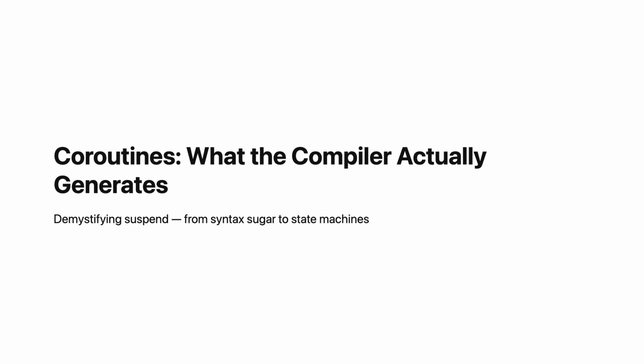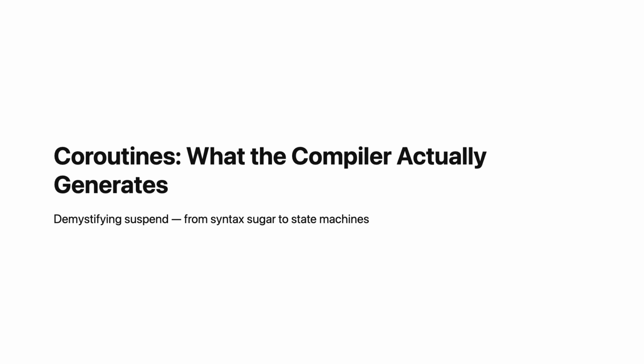You have probably heard it said that coroutines are lightweight threads, and while that gives you a useful mental model, it tells you absolutely nothing about how they actually work. So let us fix that. Today we are going to look at what the Kotlin compiler really does when you write a suspend function. We are going to see the generated code, understand the state machine, and demystify the magic behind suspension and resumption. By the end of this video, suspend will no longer be a keyword you accept on faith.